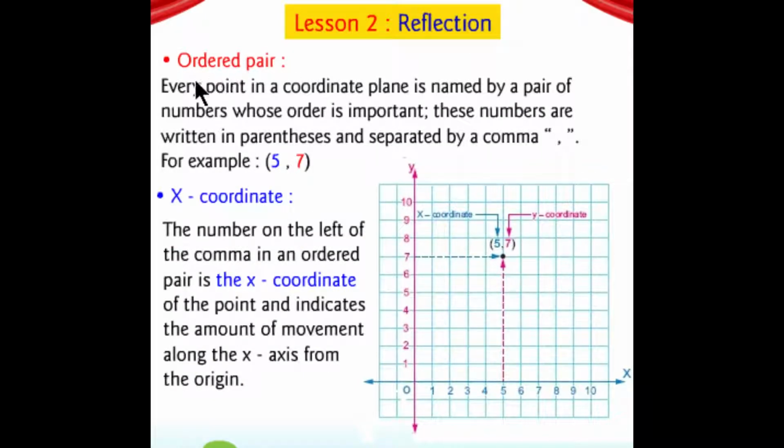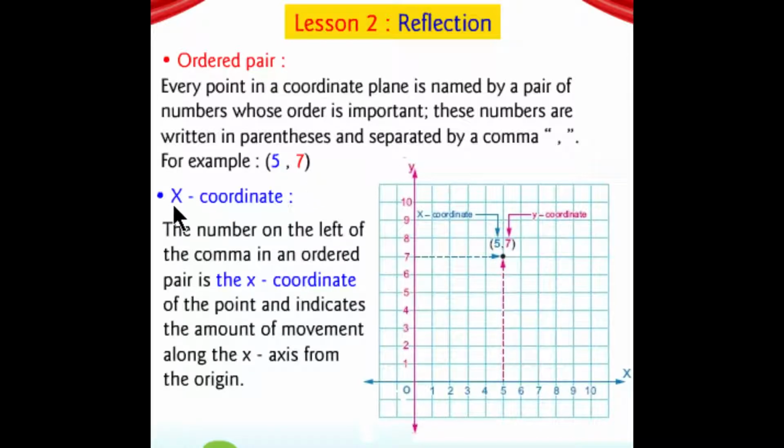Ordered pair. Every point in a coordinate plane is named by a pair of numbers whose order is important. These numbers are written in parentheses and separated by a comma. For example, the point (5, 7).